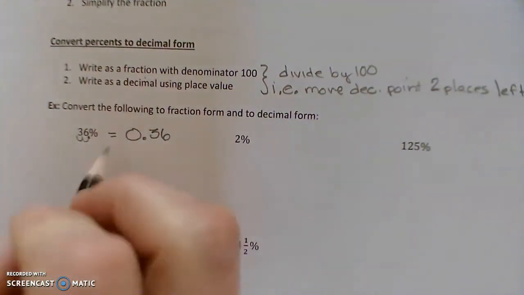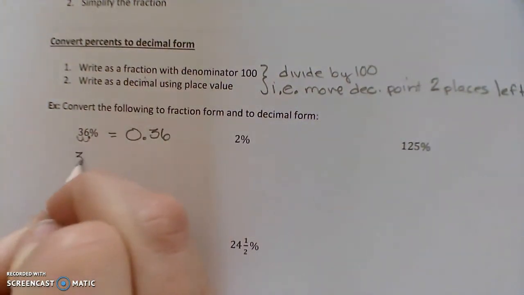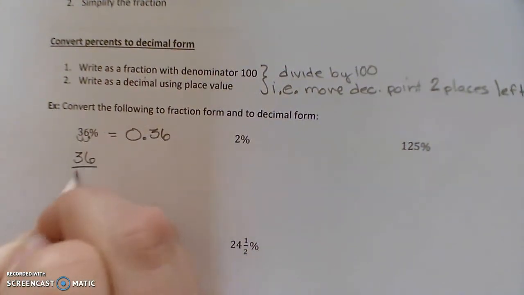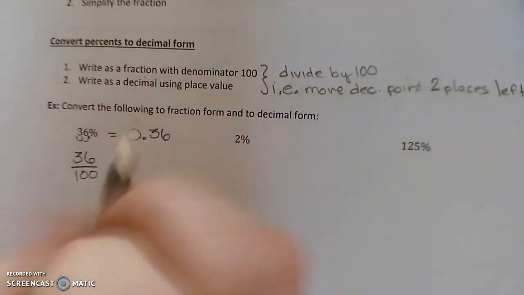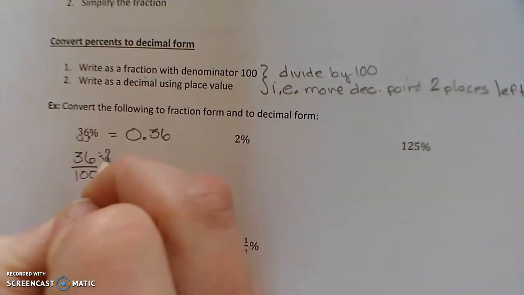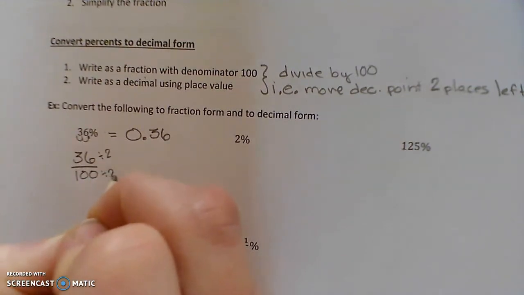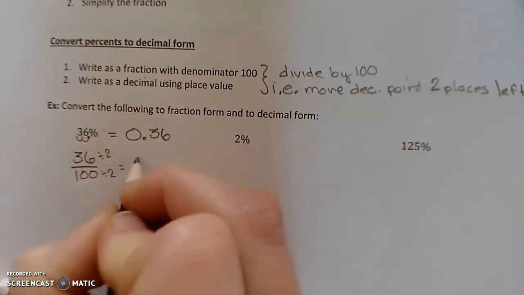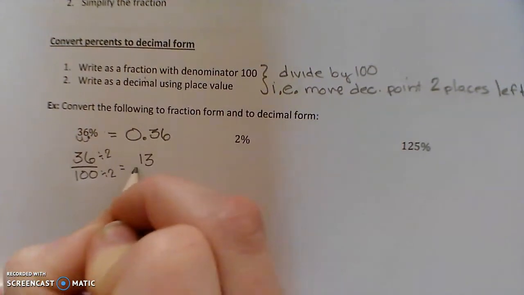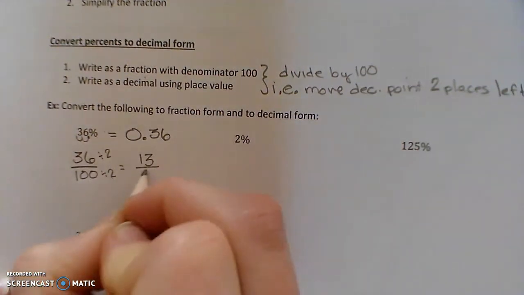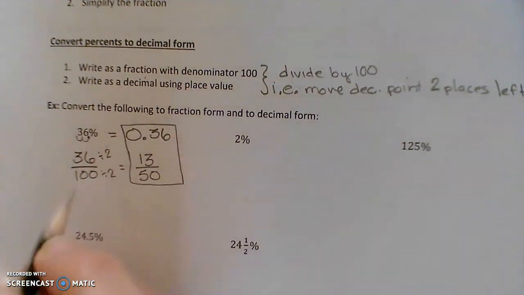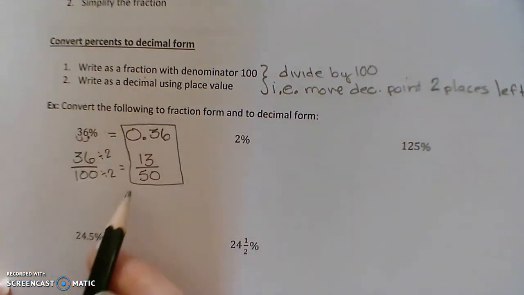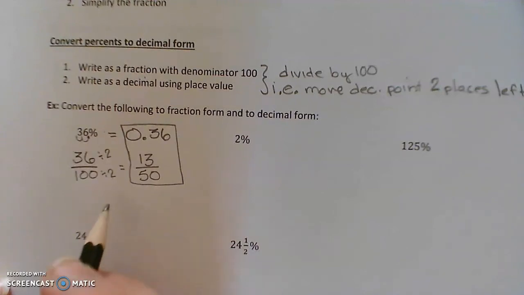Now to convert it to fraction form, I would write this as 36 over 100, which can be reduced because these are 2 even numbers. So I know that 2 divides into 36 and divides into 100. 36 divided by 2 is 18. 100 divided by 2 is 50. So 36% is 0.36, or 18 over 50.